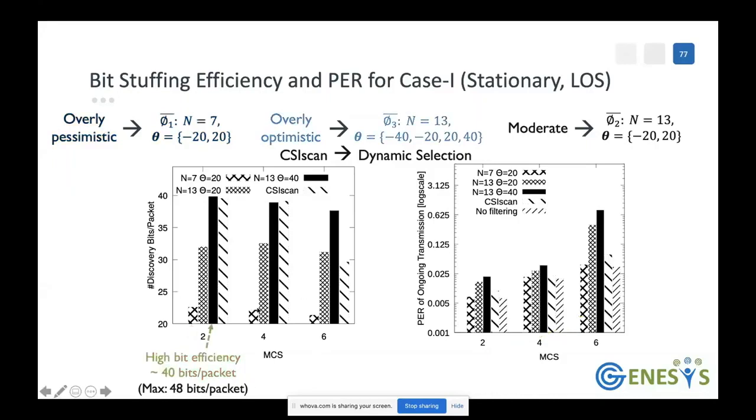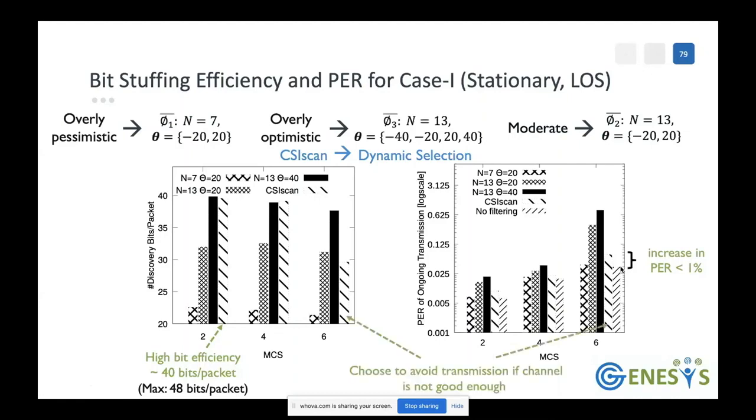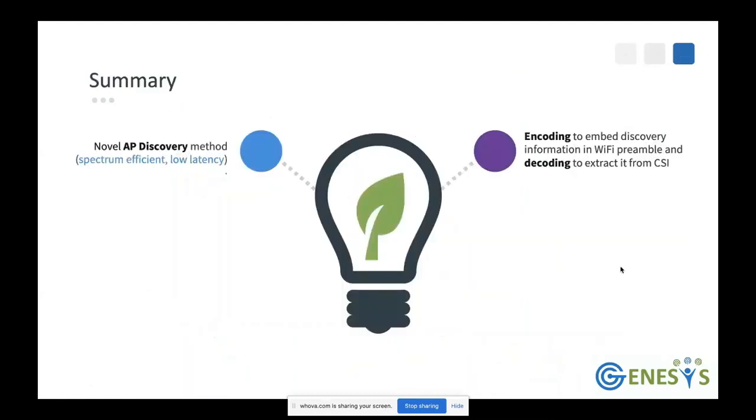So basically, we compared the bit stuffing efficiency of CSIscan with the other three approaches, and we observe that CSIscan is able to achieve very high bit stuffing efficiency, very close to the optimistic approach, but is still able to maintain a very low packet error rate. Just to summarize, this is a novel AP discovery method, and our contribution was how we encode discovery information and how we decode it.